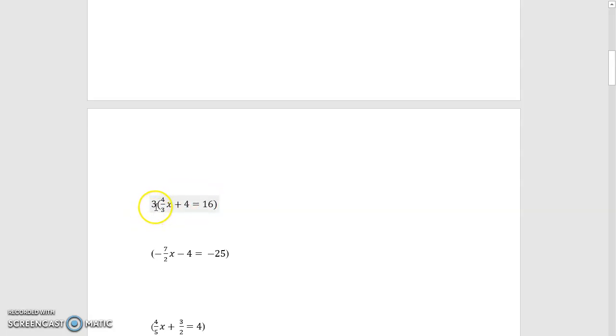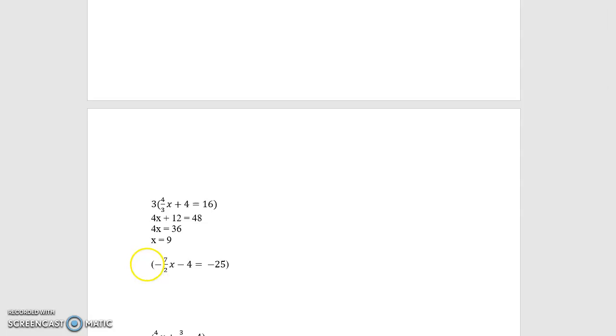And notice the first one I multiplied by the denominator. Okay, I'm a big fan of getting rid of the fraction. So if I multiply everything by the denominator, which is 3, 4 thirds becomes 4x. Plus 12 equals 48. I subtract 12 on both sides, now it becomes a basic algebra 1 problem. And my x equals 9.